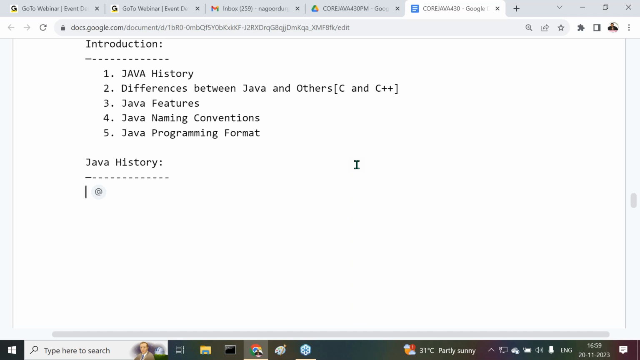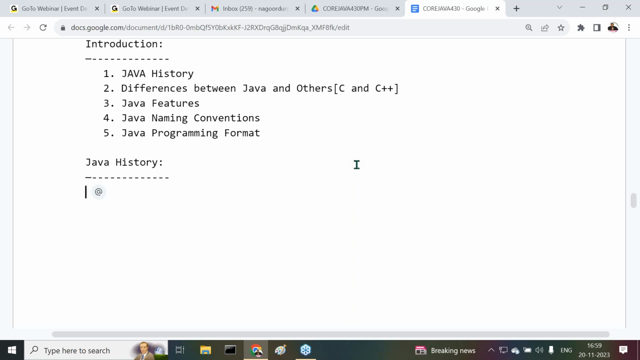On which year was the first version of Java provided by Sun Microsystems? Any idea? When was Java's first version provided? Right. If you observe this, on January 23rd, 1996, the very first version of Java was provided to the market. Sun Microsystems is the company who provided it.